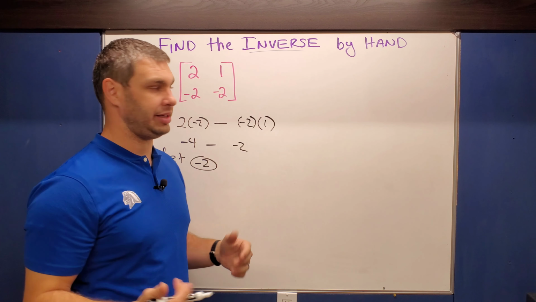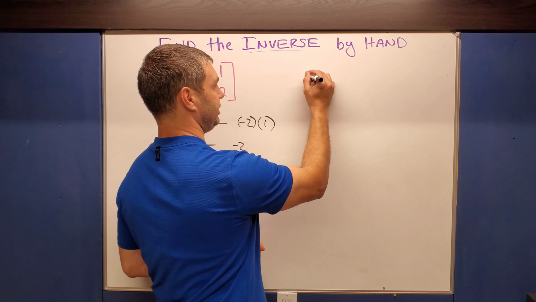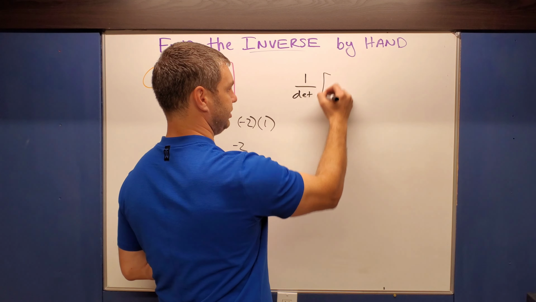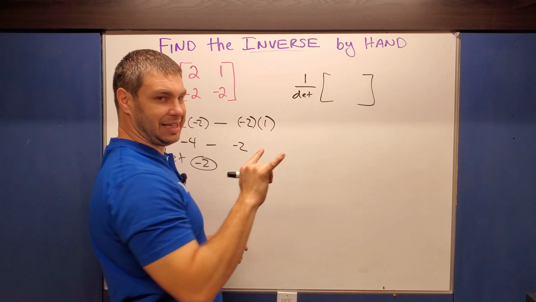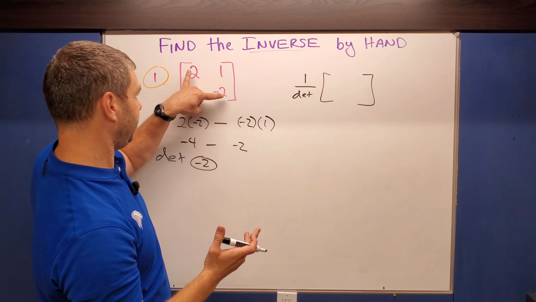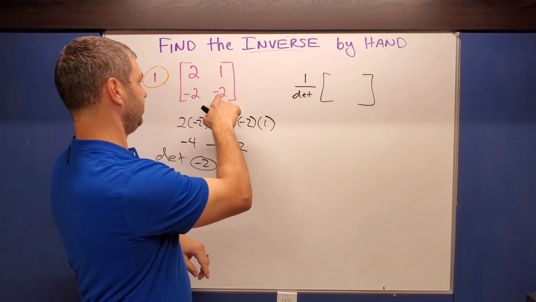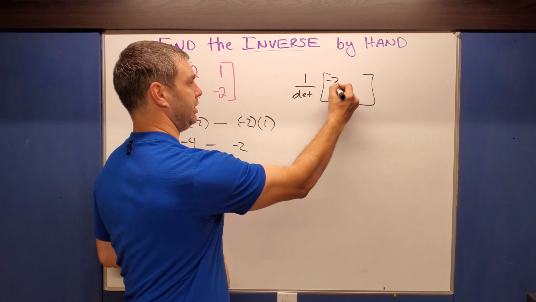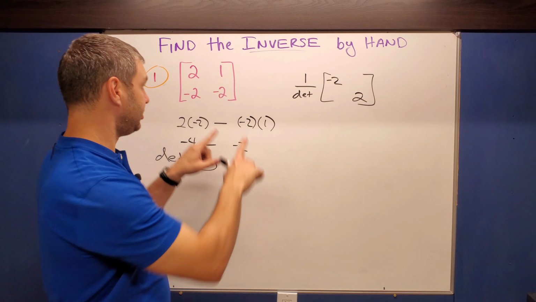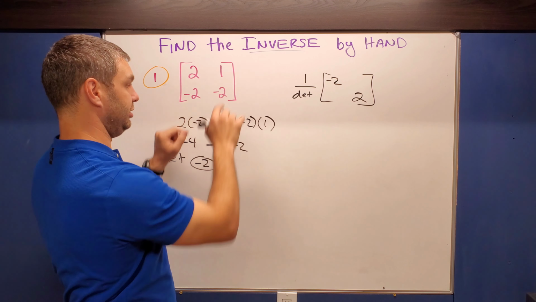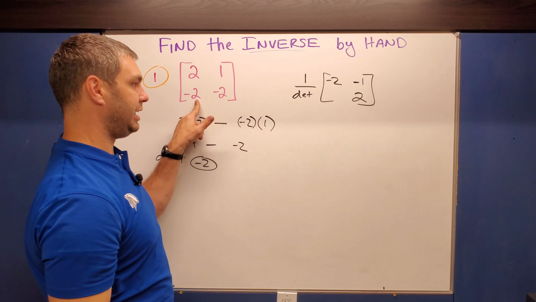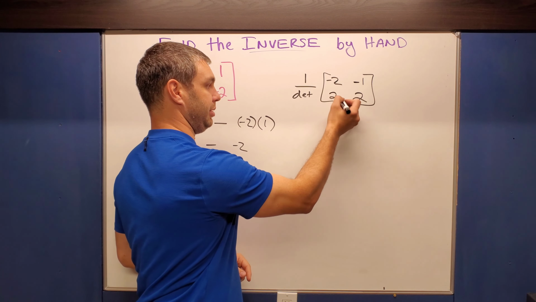And then to find the inverse, you're going to say 1 over that determinant, and then you're going to take it times this matrix shifted around a little bit in a special way. These two elements are going to switch spots. So now my -2 is going to be up in this corner, and my +2 is going to be down in this corner. And then the signs on these two are also going to switch. This was a +1, so now it's going to be a -1. This was a -2, so now it is going to be a +2.